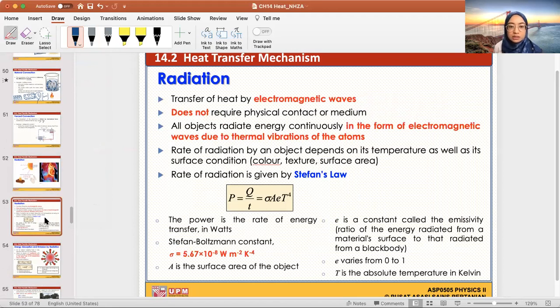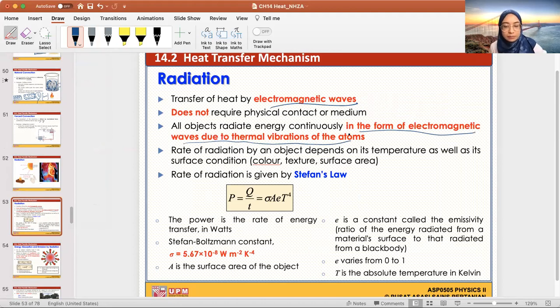Okay, radiation is the transfer of heat by electromagnetic waves. Okay, it's not by molecules, it's by electromagnetic waves. It does not require physical contact or medium like convection and conduction. All objects radiate energy continuously in the form of electromagnetic waves due to the thermal vibrations of the atom.